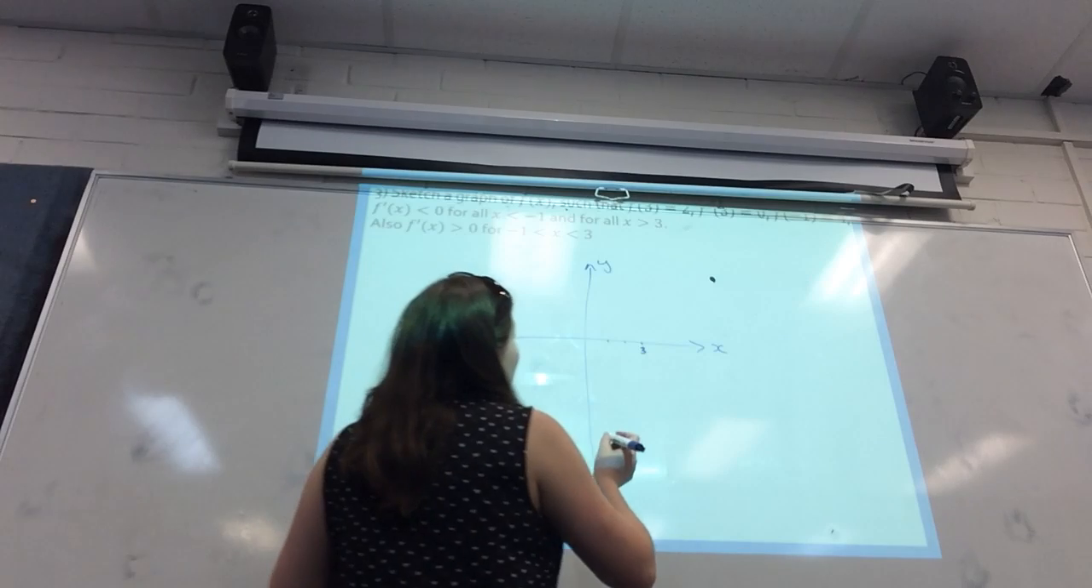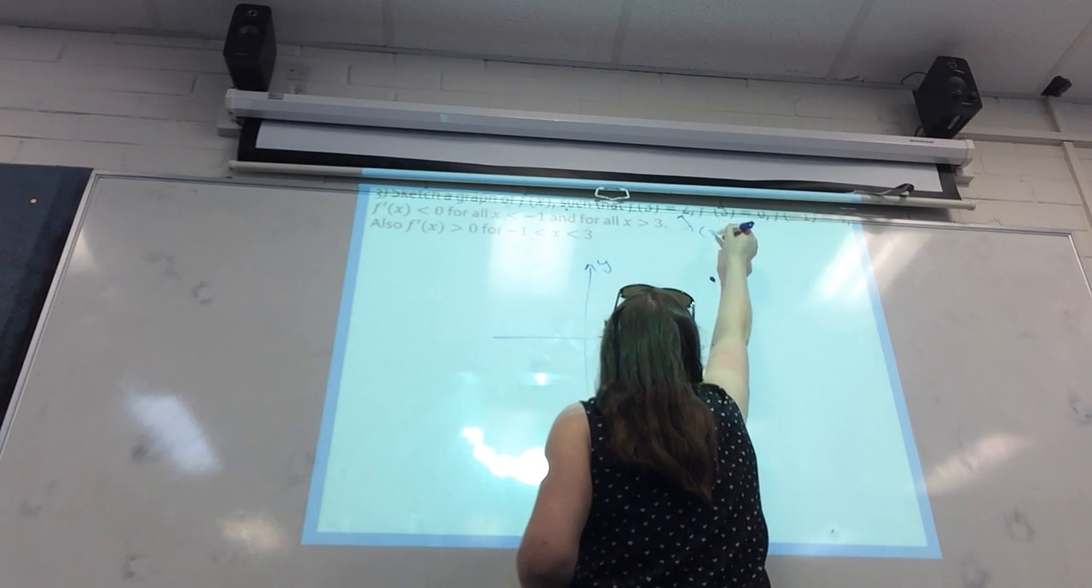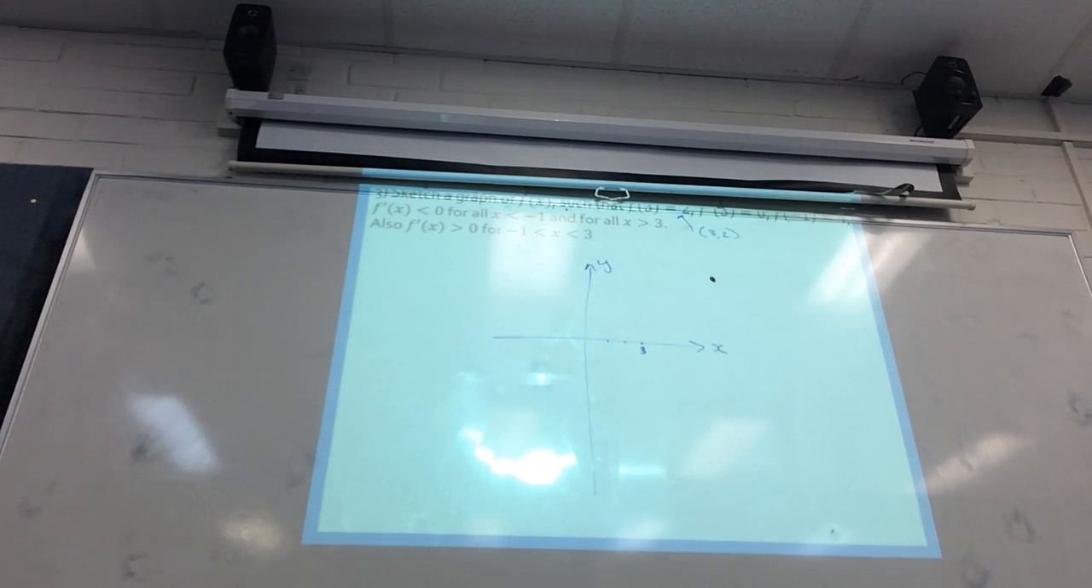So f of 3 is 2. That's just like saying the point (3, 2) is on this graph, right? f of x, so x is 3, okay, and f of x is equal to y, so 2 is your y.